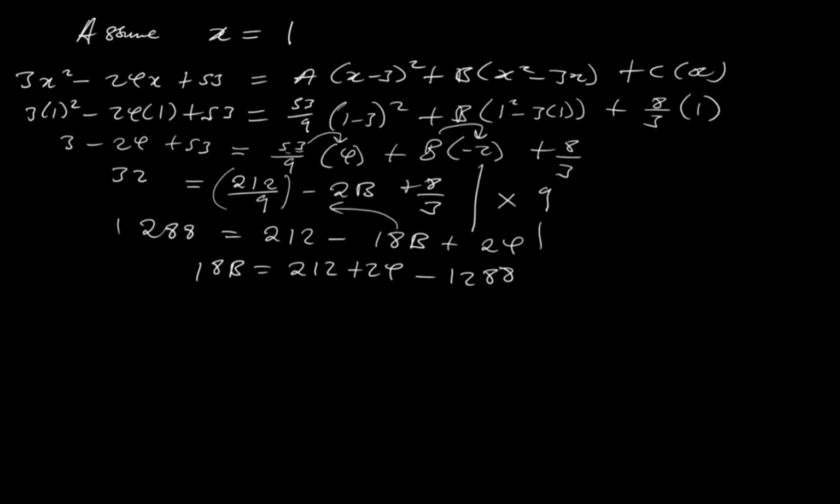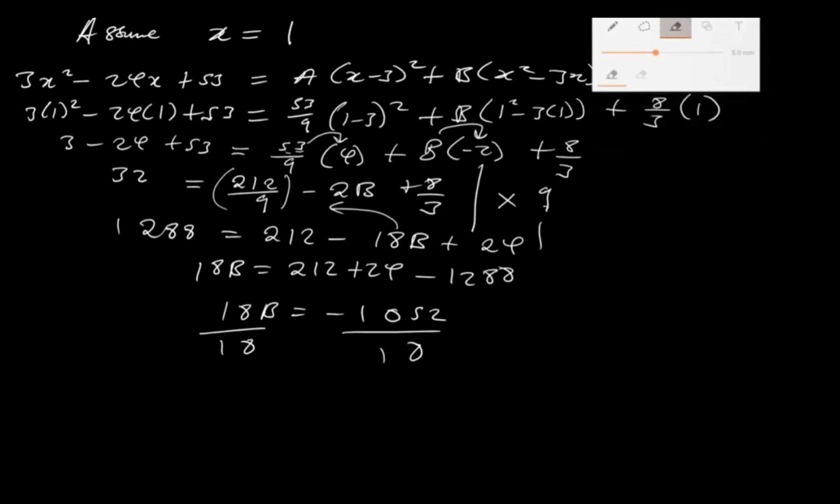You end up having a value of 18b being equal to negative 1052. Divide both sides by 18. And what are we going to get? Okay, but then my calculation is right. Let's see if I've done my math right. Okay, they give you 18. Oh, okay, I see the error is quite here.